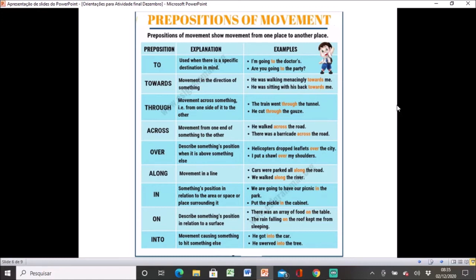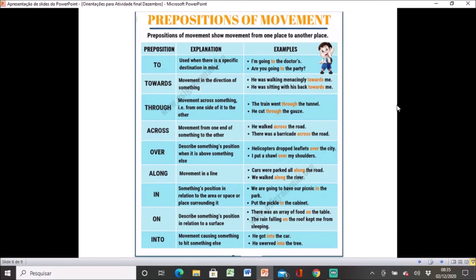Across. Movement from one end of something to the other. He walked across the road. There was a barricade across the road. Over. Describes something's position when it's above something else. Example: Helicopters flew low over the city. I put a shawl over my shoulders.